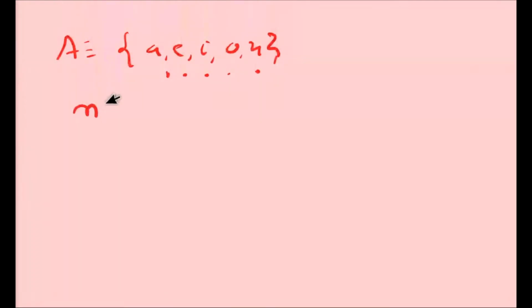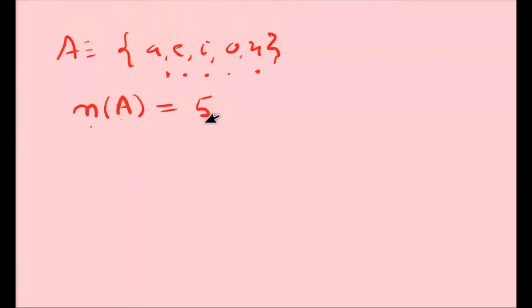Now you can tell me how many members are in this set. Now A, E, I, O, U. How many members here? 1, 2, 3, 4, 5. So there are 5 members in total. So we can write n(A) equal to 5. Here n(A) is the number of members in set A, that is 5. Are you understanding? 1, 2, 3, 4, 5.